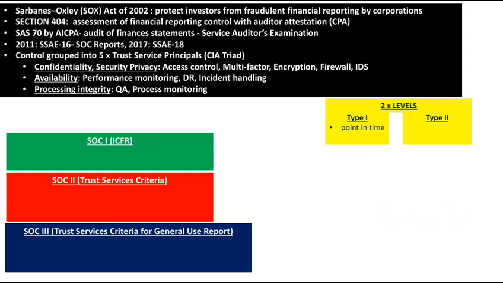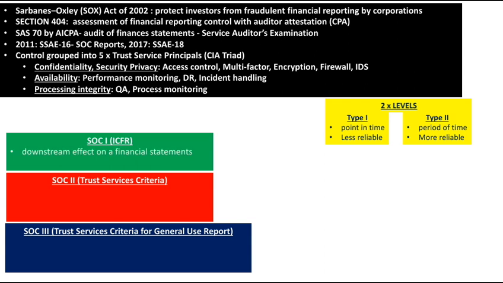As per the type 1 report, this is an assessment or auditing of controls at a point in time, and this is less reliable. Whereas type 2 SOC auditing reports are the assessment or auditing over a period of time, and these are more reliable. So as per the SOC 1 reports, the internal controls over financial reporting are being assessed by an independent auditor.